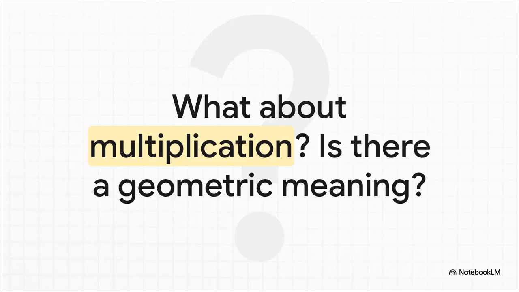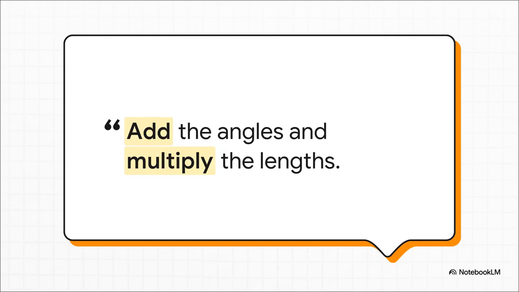All right, addition is a nice, clean slide, but multiplication, what's going on there? If you multiply, say, 3 + i by -2 + 3i, you get 9 + 7i. If you look at that on the map, it seems like a totally random leap. Is there some hidden pattern we're missing? Oh, you bet there is, and it is so elegant. This one little phrase right here captures the entire secret of what's happening. Add the angles and multiply the lengths.